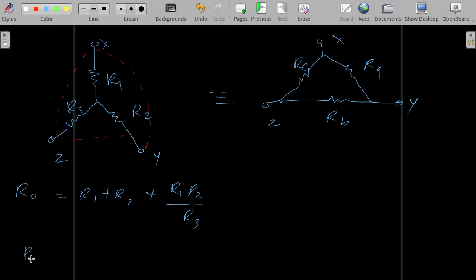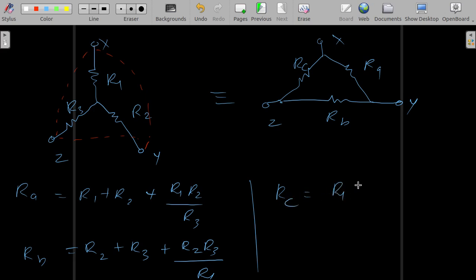Similarly, RB is coming here. So RB equals R2 plus R3 plus R2 R3 by R1. And the last one, RC equals R1 plus R3 plus R1 R3 by R2, right?